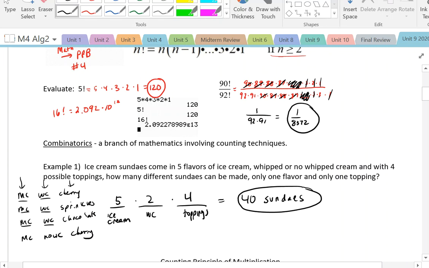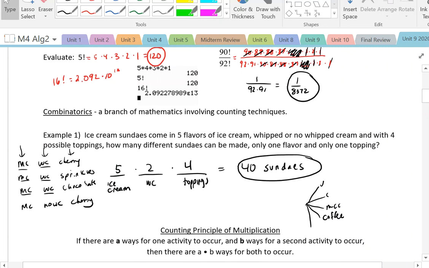Another way to visualize this would be a tree diagram. So it's like I could have vanilla, chocolate, mint chocolate chip, coffee. I'm writing out coffee because I don't want to confuse it with chocolate. And I guess cookie dough. Or actually cookies and cream. Very important decisions here. Then off of each of these I have 2 branches, and that's for whipped cream or no whipped cream.